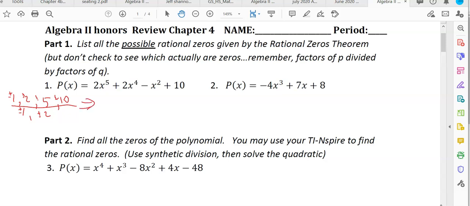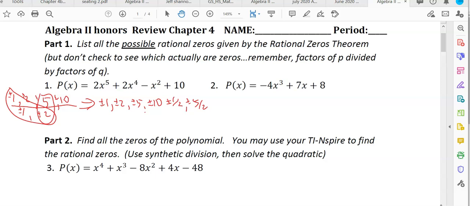So start with the integers that are over 1: plus or minus 1, plus or minus 2, plus or minus 5, and plus or minus 10. Then all those are being divided by 2. Well, 10 over 2 is 5, I've already got that. 5 over 2 I need. 2 over 2 is 1, I already have that, but 1 over 2 I need. So plus or minus 1 half and plus or minus 5 halves.